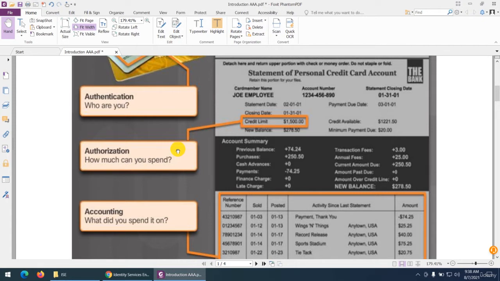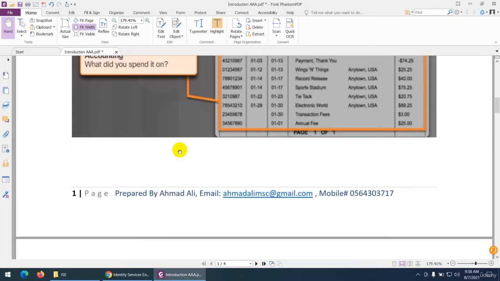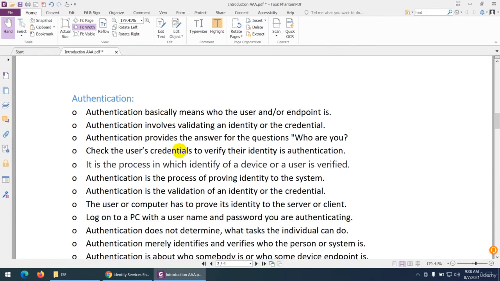And authentication, either online banking or through an ATM machine, whatever it is, you need to identify yourself. You need to put in your PIN number, your password, your username, whatever the procedure is. Maybe multi-factor authentication, you need to put in all those details. This is AAA. Let me explain you one by one.